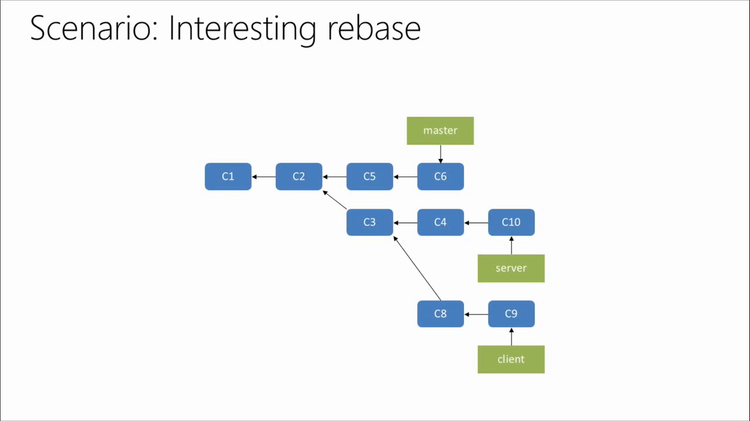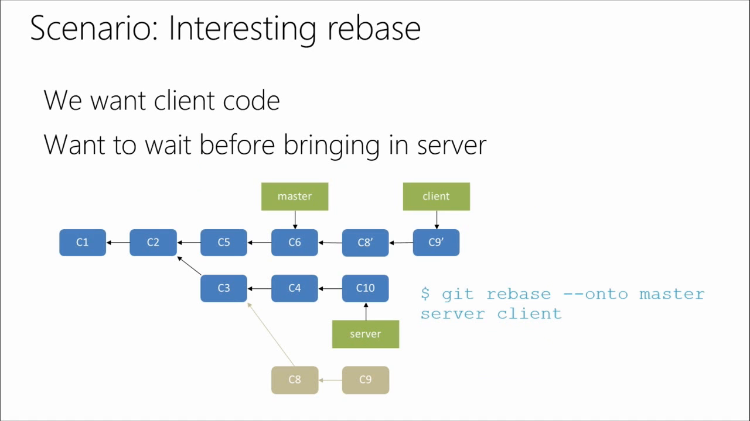Here's a potentially interesting rebase, kind of a complicated one. You've got a couple of branches, server and client. You're working on the server part of a system and on the client part of a system. They both have an ancestor at C3. Your master might be moving on beyond that, and we want to grab just the client code before the server code. So we call git rebase --onto master server client.